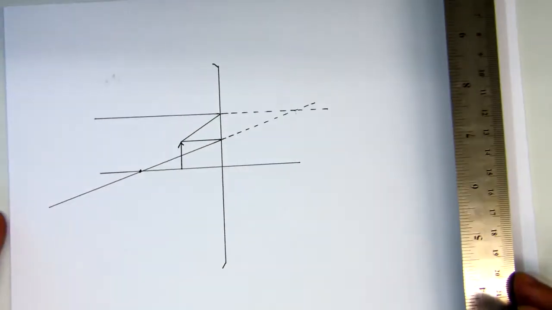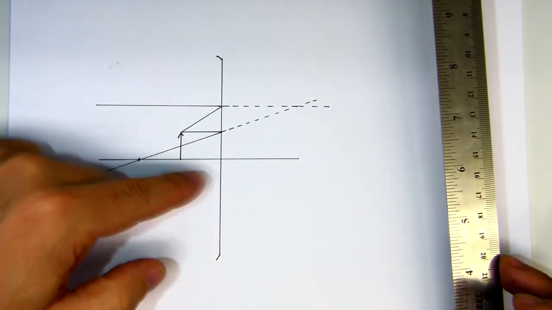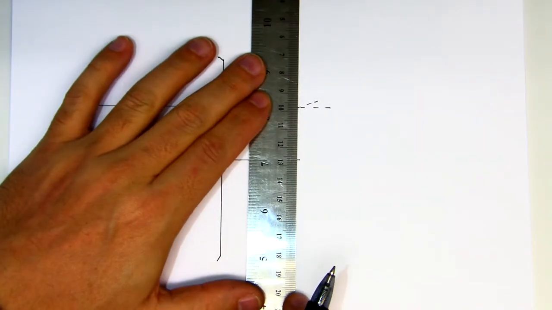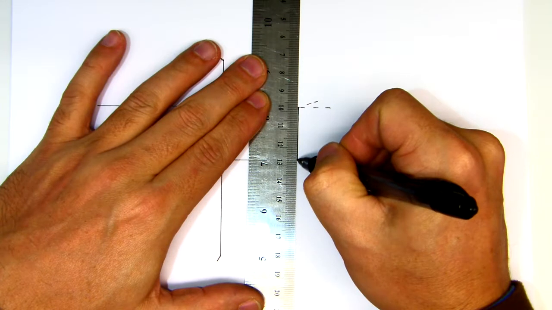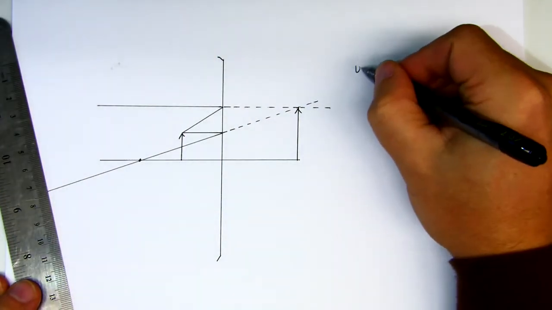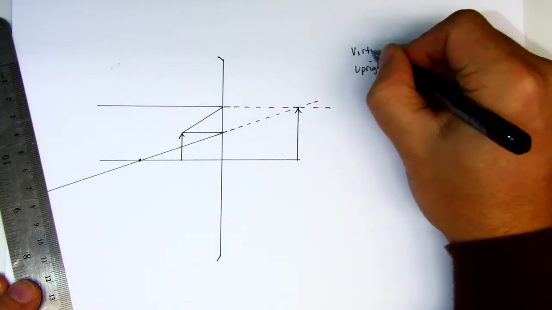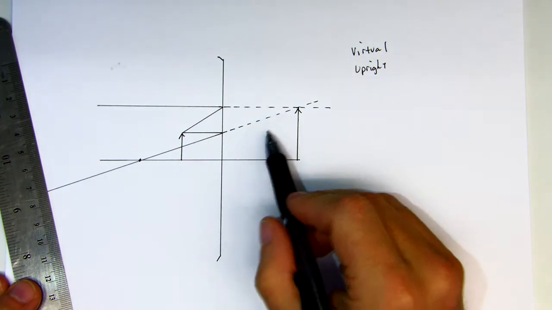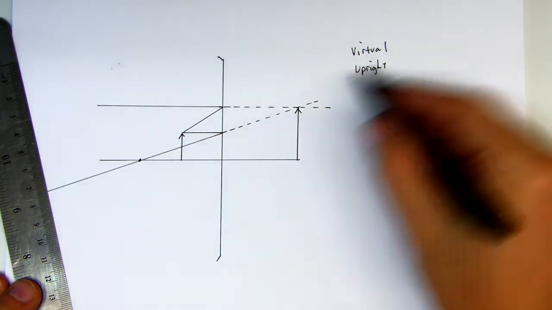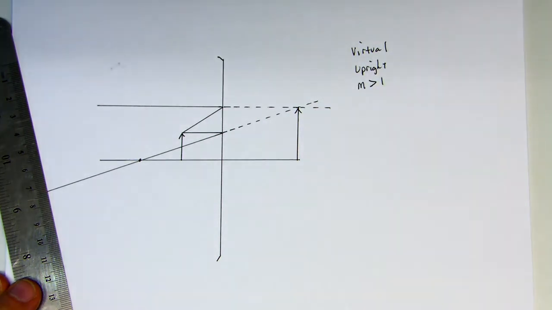If you do draw out the imaginary ones and they don't cross, then just keep picking imaginary ones until you find the two that cross. So in this case, here's my image. And I see that this is upright. It's virtual. The reason it's virtual is because one or more of the light rays that create the image is dotted, and we see that M is greater than 1, because the magnification is greater than 1.